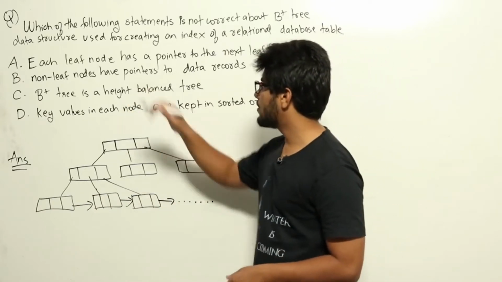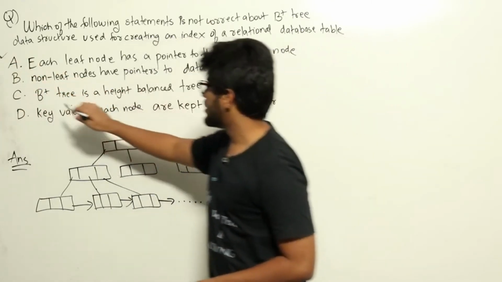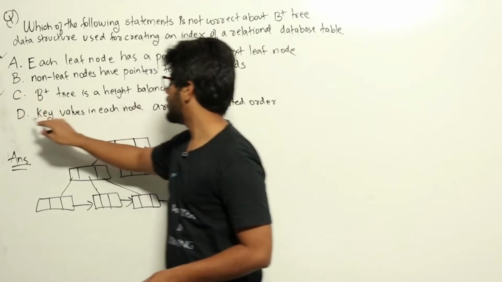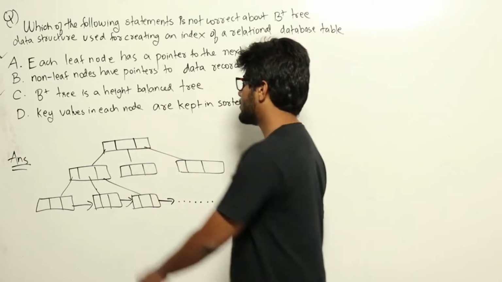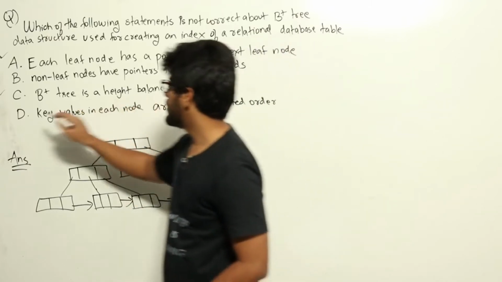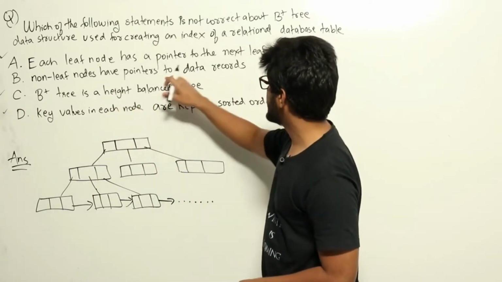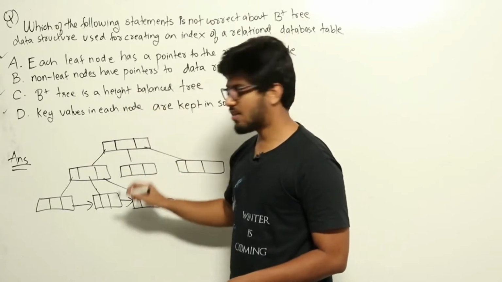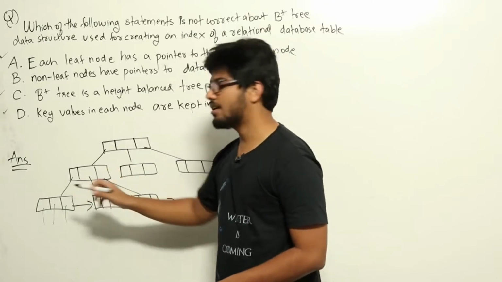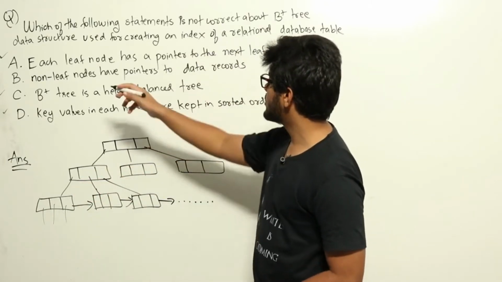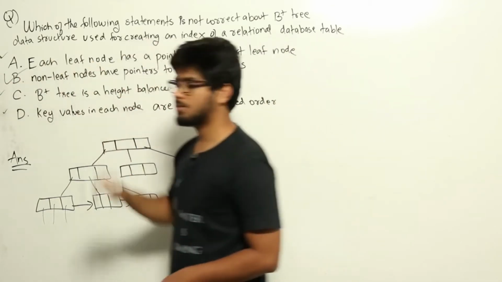Now based on this information we can look at the options. Each leaf node has a pointer to the next leaf node, that is true. Option C, B plus tree is a height balanced tree, is also true. Option D, key values in each node are kept in sorted order, that's also true. For searching we have to keep the key values in sorted order in each node. D is also true. So the only wrong one here is option B, non-leaf nodes have pointers to data records, that is false. Only leaf nodes have pointers to data records. Non-leaf nodes will have pointers only to additional internal nodes. So option B is the only statement that is not correct. So the right answer is option B.